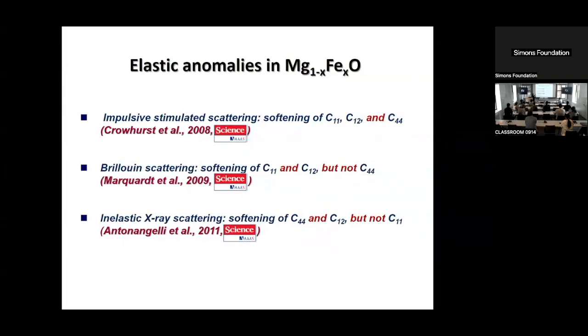The first experiments, using 3 different techniques, said that there were similar anomalies in all the elastic coefficients. Brillouin scattering detected anomalies in C11 and C12, but not in the shear elastic coefficient. Inelastic X-ray scattering said no, C44 and C11 have anomalies, but not C11.